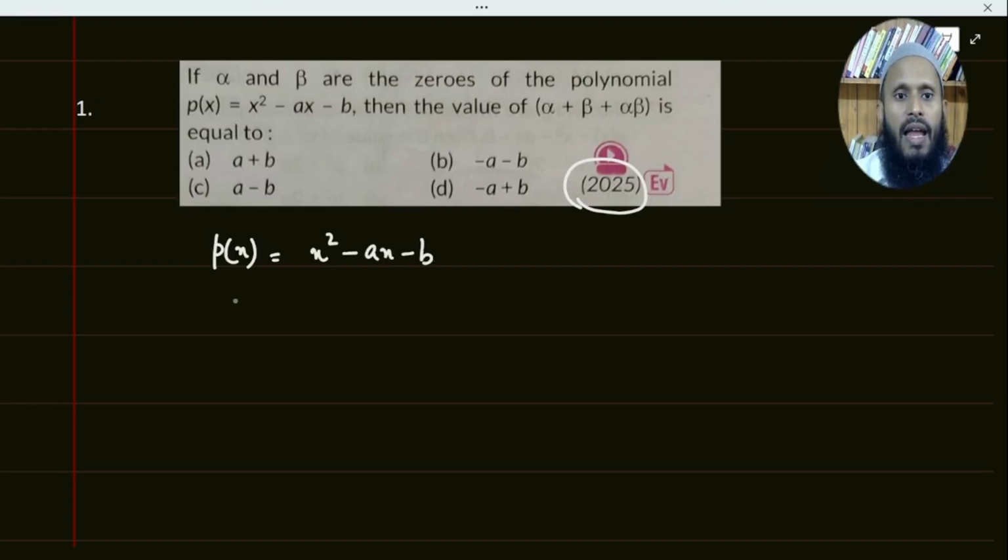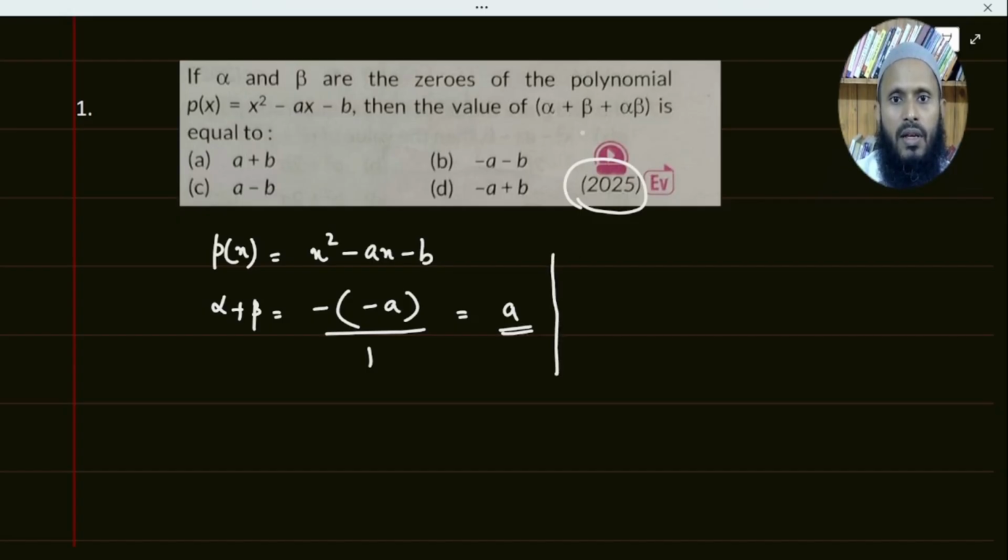Now alpha plus beta, we know that alpha plus beta is nothing but sum of zeros. You know the formula, it is equal to minus of coefficient of x, which is minus a in this case, divided by coefficient of x square, which is plus 1. Now minus of minus a will be a by 1 is a itself. Okay, so we got alpha plus beta.